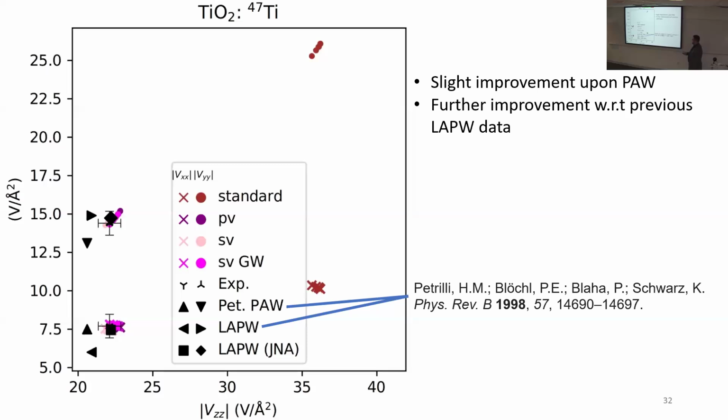And I even did my own LAPW calculations. You can see here, we're also smack dab right on top of my PAW calculation. So they were consistent and they were able to predict the experimental value. The problem is that the PV and the SV pseudopotentials were accurate, but the standard pseudopotentials, the ones that don't do anything special, were not able to predict.